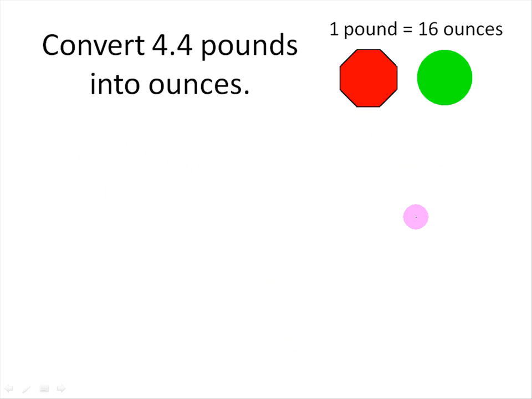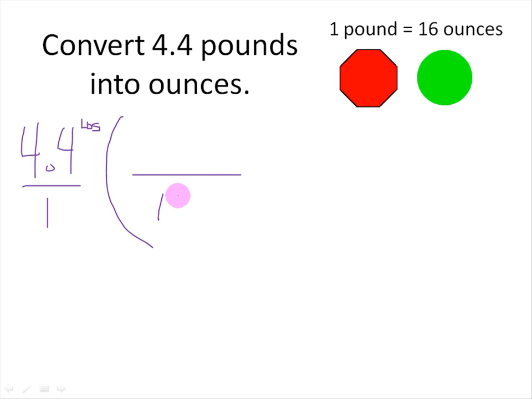All right, convert 4.4 pounds into ounces. Your tip or hint is that 1 pound is equal to 16 ounces. Click on the stop sign. Okay, let's see how you did. We have 4.4 pounds, and I'm just going to abbreviate that LBS, and I'm going to multiply 4.4 pounds times the number 1. I have pounds in my numerator, so I'm going to want pounds in my denominator over here, and so that's 1 pound is 16 ounces. This is just the number 1.